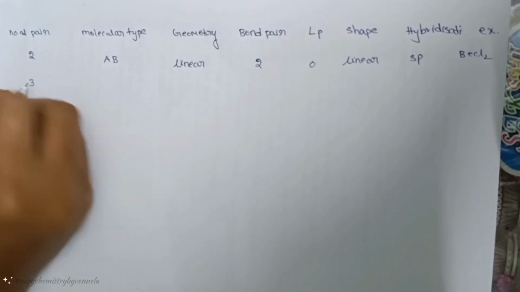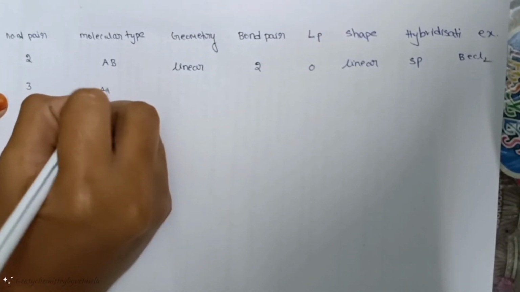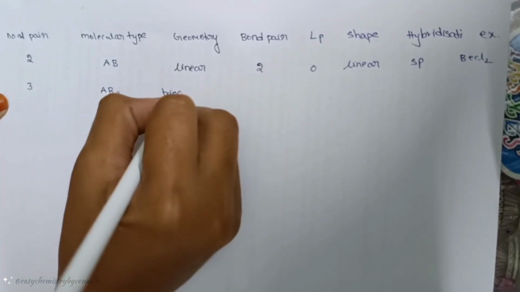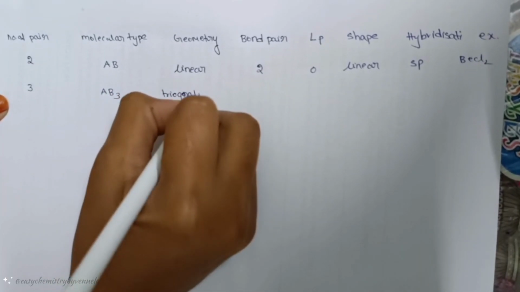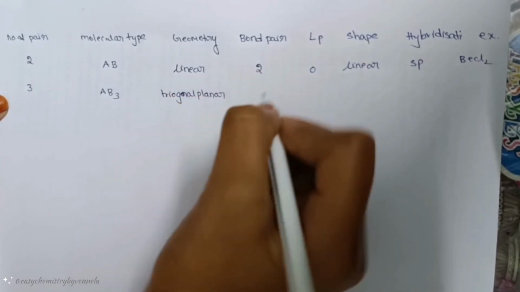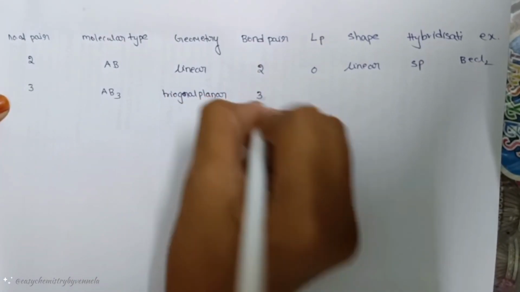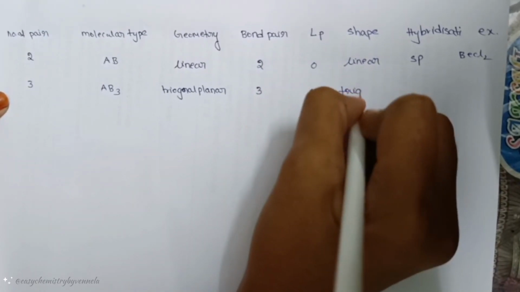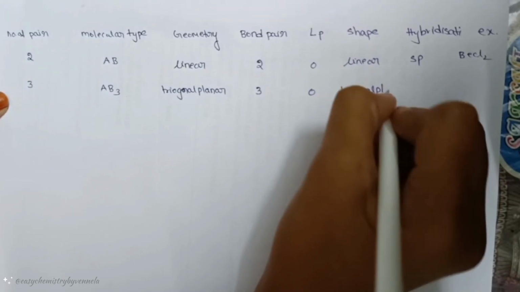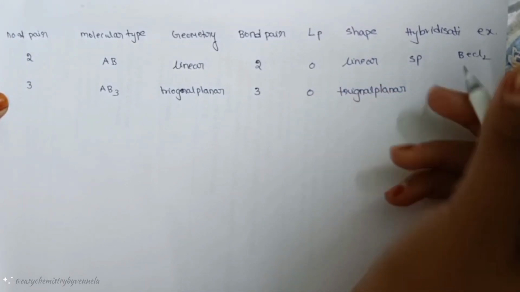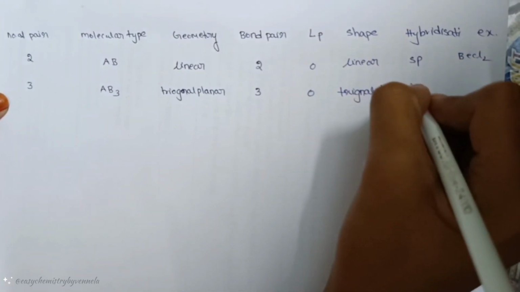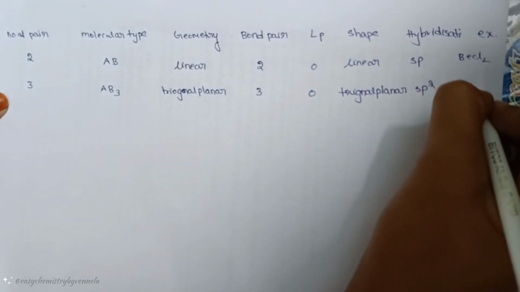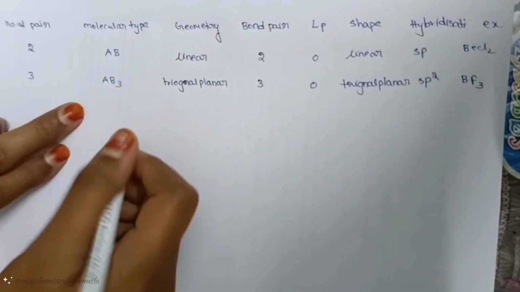Next, number of pairs is 3, then molecular type is AB3. Then what is the geometry? Trigonal planar. Here number of bond pairs is 3, lone pairs 0, shape also trigonal planar, and hybridization is sp2. Example for this is BF3.